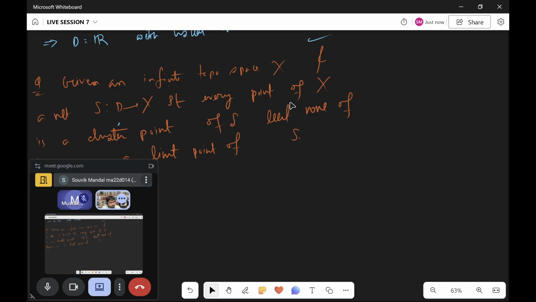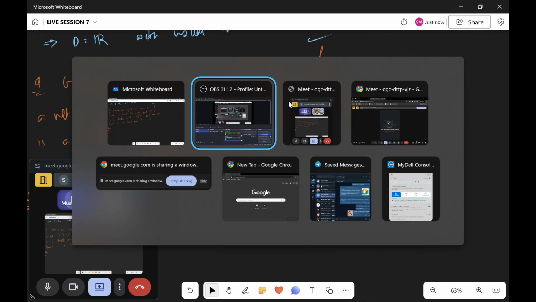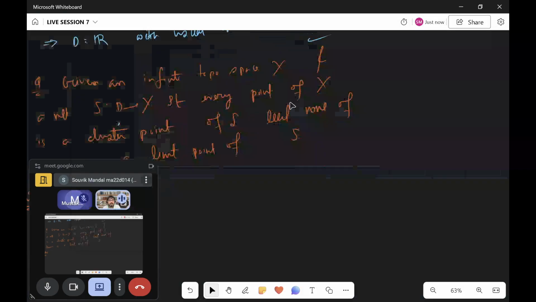So give an answer for this. Try to provide an example for this. Take your time, please let me know. It should not be hard. So you can start with cofinite topology. Yeah, the cofinite topology should work. Think about it and let me know the answer. Mustaq, please take your time.